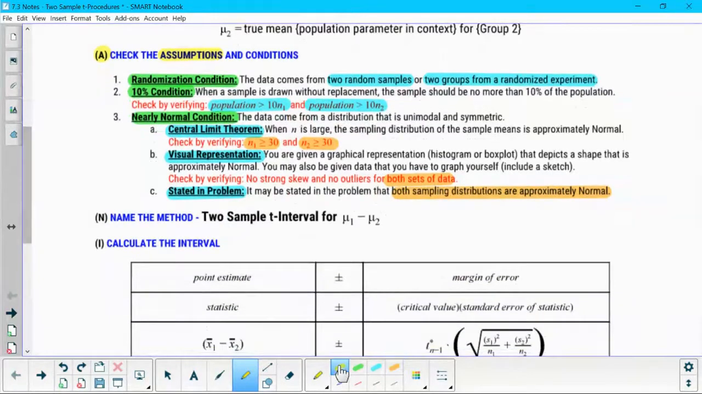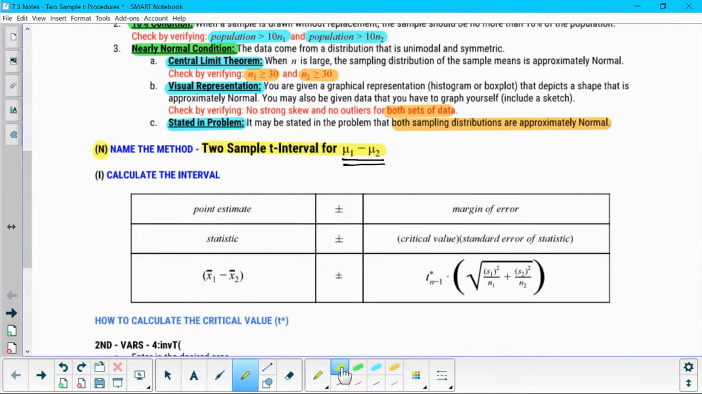Now, N is our method, two sample t interval for mu1 minus mu2, and I'm going to say that this is very, very important. You have to state how you are calculating the difference because it's going to matter when you start to look at the interpretation of your confidence interval. I is going to represent our interval. So we had method, we have interval.